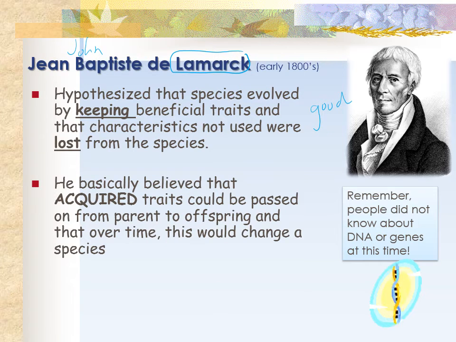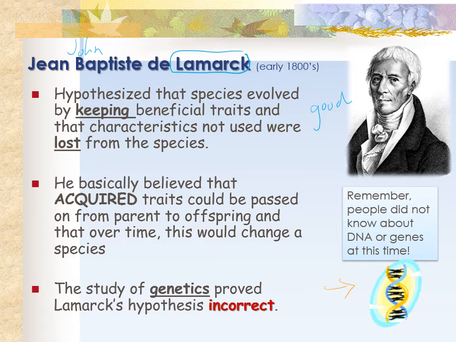You have to remember that at this time, people did not know about DNA, and they didn't know what genes were, so it seems like a really kind of silly idea to us, but at this time, it was the best that they could do with the knowledge that they had. Basically, the study of genetics put Lamarck's idea to rest for good. It proved his hypothesis incorrect once we understood the mechanisms of inheritance, which you guys just studied in the last unit.